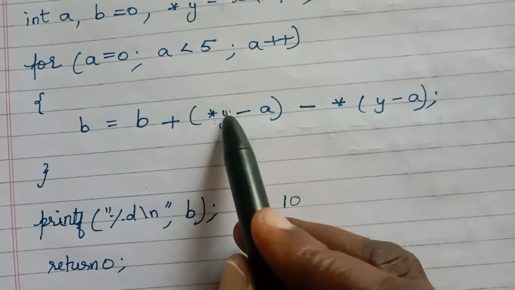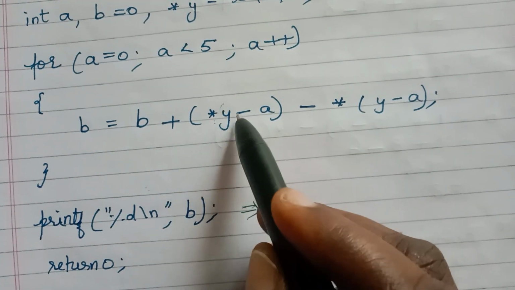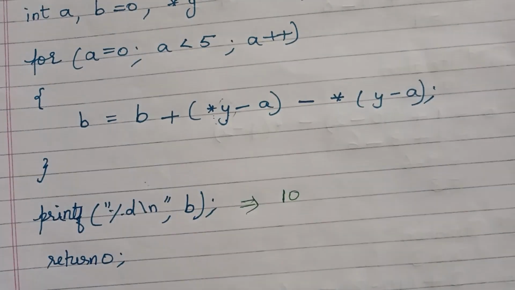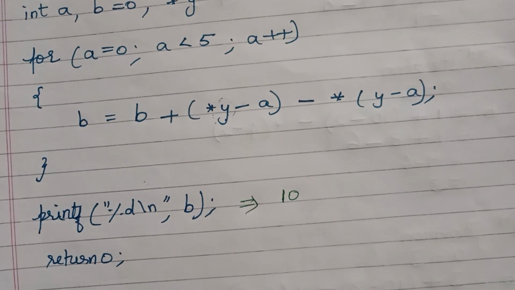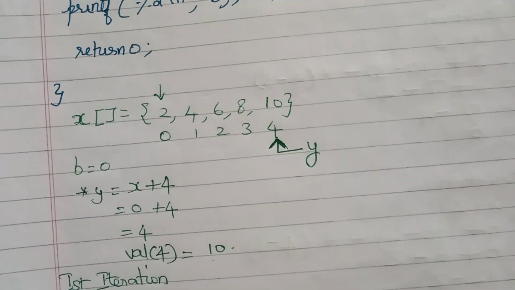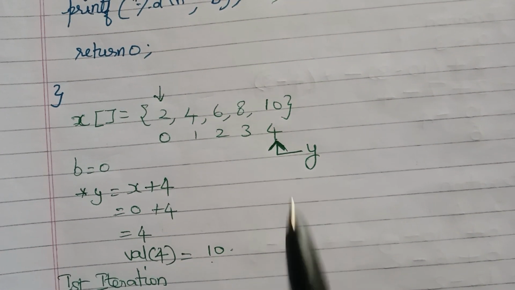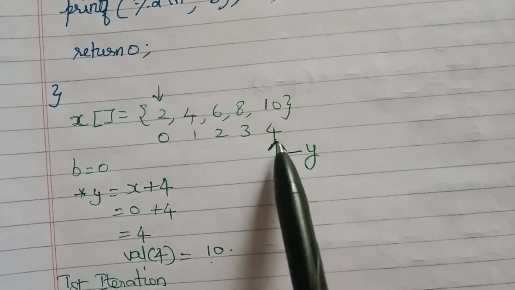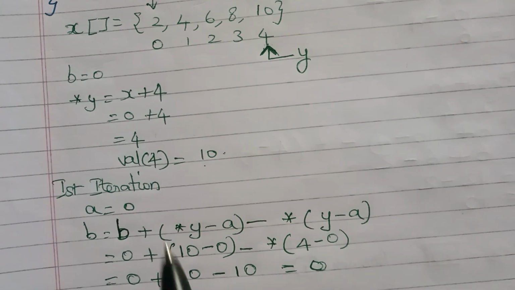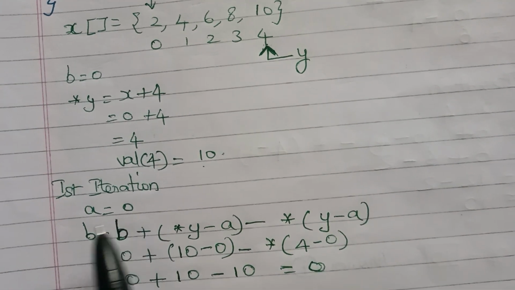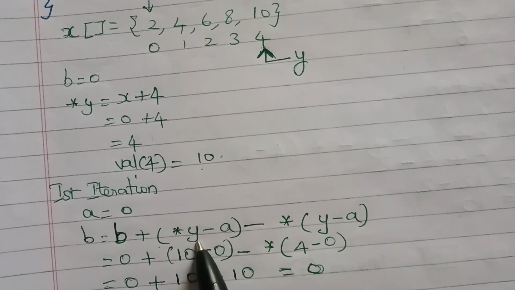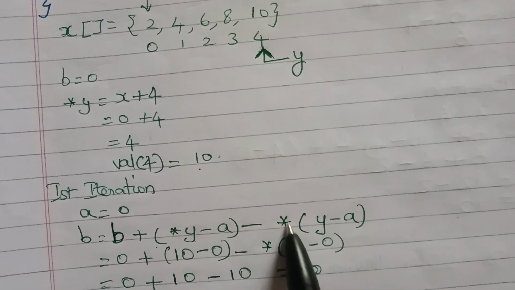So star of y means the address. So y is the address. So what is the value of y actually? What is the address? It is pointing to the fourth position. Okay, so star y, as I told, we found that its value will always be 10. It will always be pointing to this position only. Star y will be 10 only. Okay, now here in the first iteration a becomes 0. When a is 0, then what is the value of b? So b equal to b plus the given star y minus a minus star of y minus a.